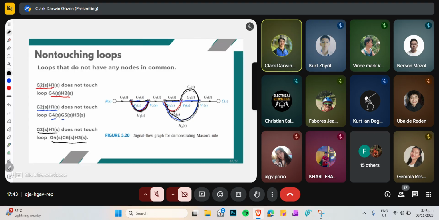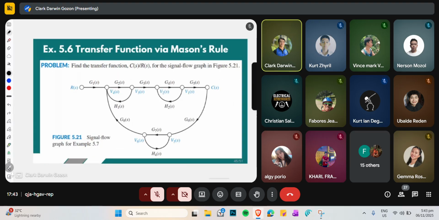The rest, G4 and G6, they are also loop gains but they are touching each other. Okay? Touching each other. So it cannot be classified as non-touching loop gains. So, these are the non-touching loop gains.